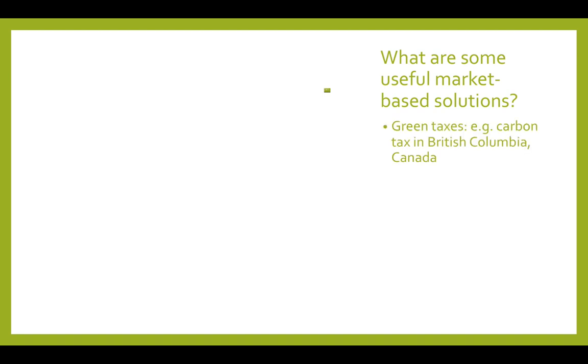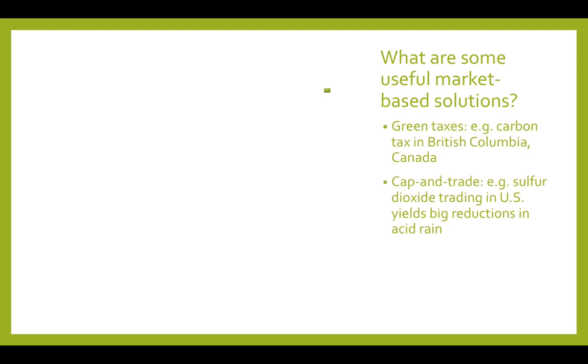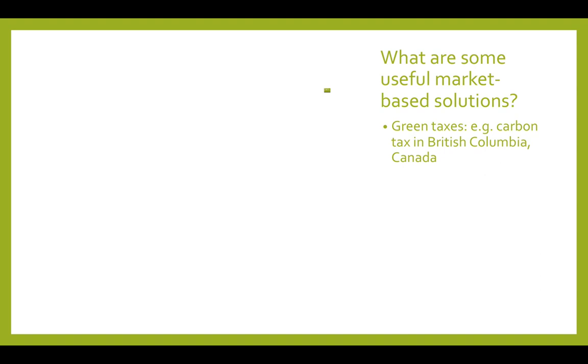Okay, so what are some good, useful market-based solutions? One we've talked about already is green taxes. An example of this that has worked really well already is carbon taxes in British Columbia. By instituting a carbon tax in British Columbia, they've been able to raise a lot of funds, but they have also decreased their carbon emissions substantially. So it's been beneficial to the province as a whole.